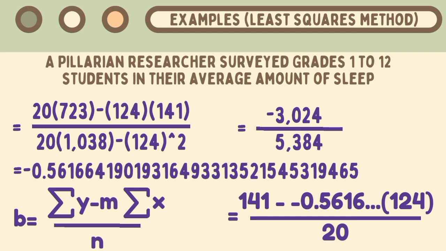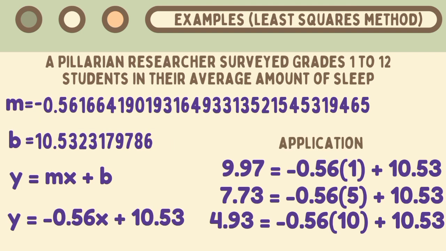Next, we will calculate our y-intercept. In order to get the y-intercept, we have the formula: the sum of y values minus slope times the sum of x values, over n. So if we substitute our given, we will get 141 minus negative 0.5616 and so on, times 124, over 20. And if we simplify that, we will get 10.532317986. So in order to write the linear equation, we will need to plug our m value and our b value into the slope-intercept equation. So we will have negative 0.56 as our slope and 10.53 as our intercept.